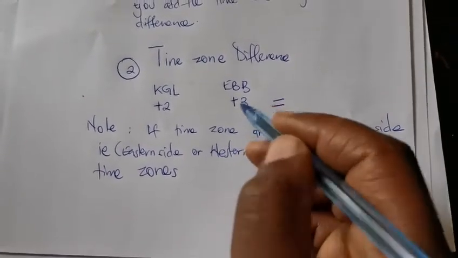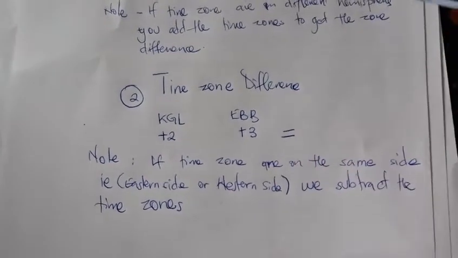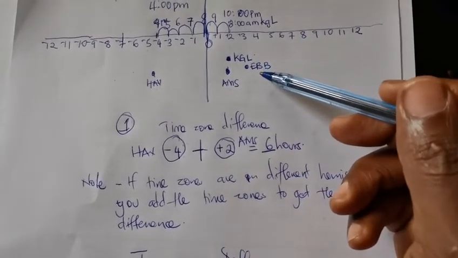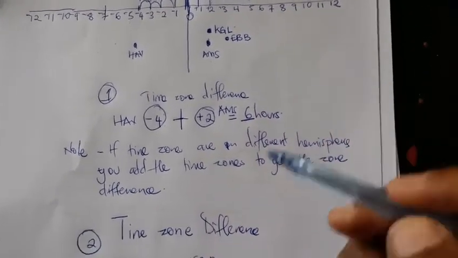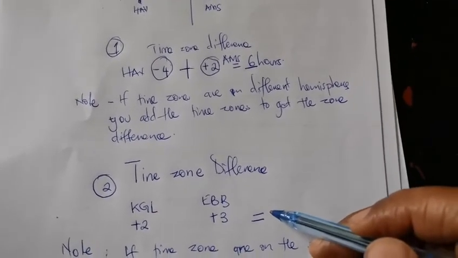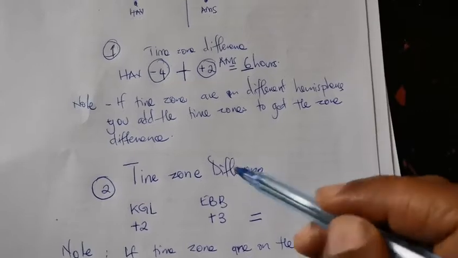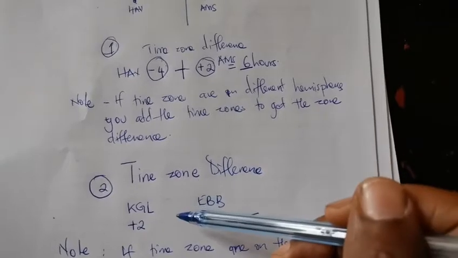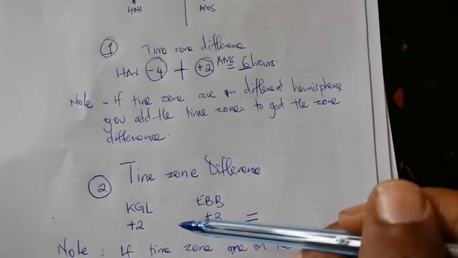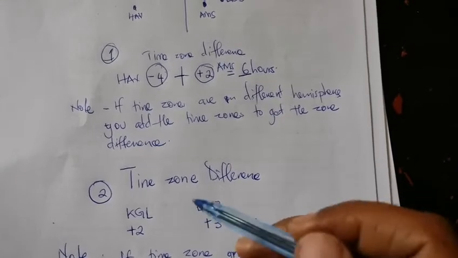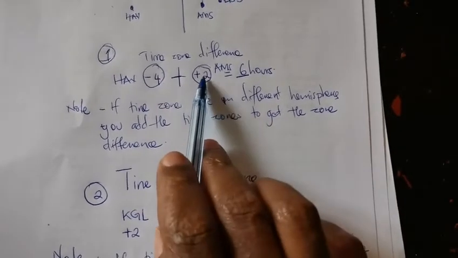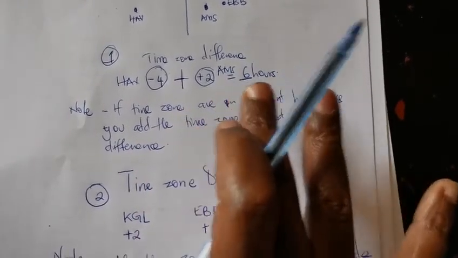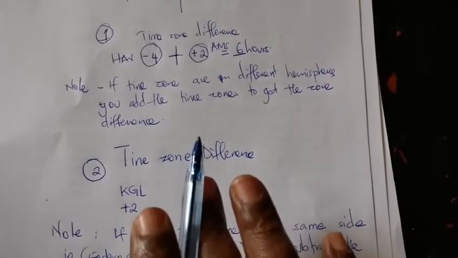So what does this mean? In this case, we have time zones on the same side. KGL and EBB are on the same side, meaning that we are going to subtract these time zones. And remember, we do not consider these signs when we are subtracting or adding time zones. We do not consider positive and negative. You just add or subtract as it is.